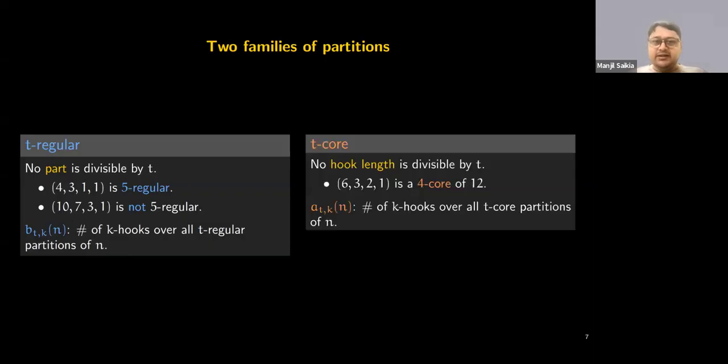The second family that I'm interested in are what are called T-cores. So in this case, we are looking at all hook lengths in the partition. And if there is no hook length which is divisible by T, then we call that particular partition a T-core partition. For example, if we look at this partition 6321, then this is a 4-core partition because there is no hook which is divisible by 4. So this is actually the partition that I showed you 2 slides back.